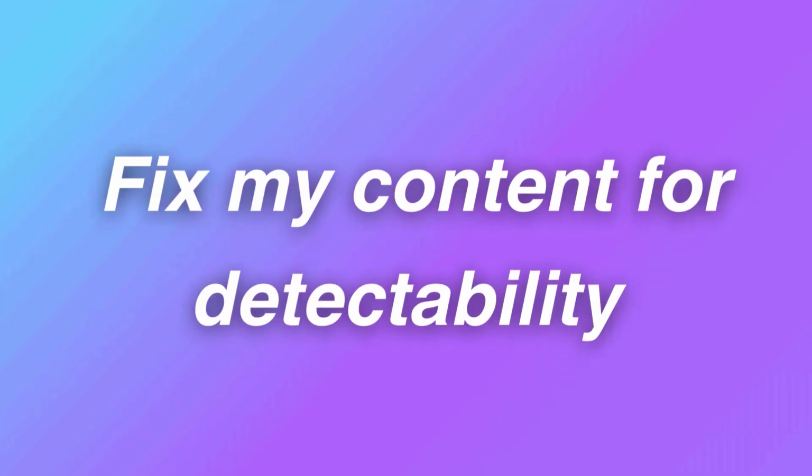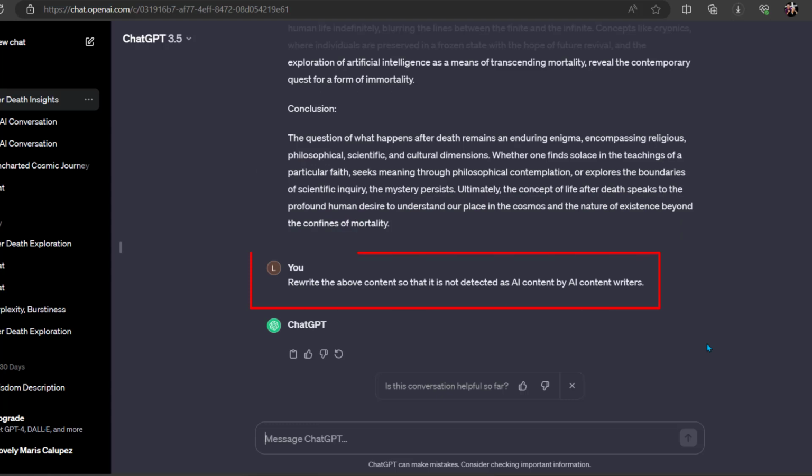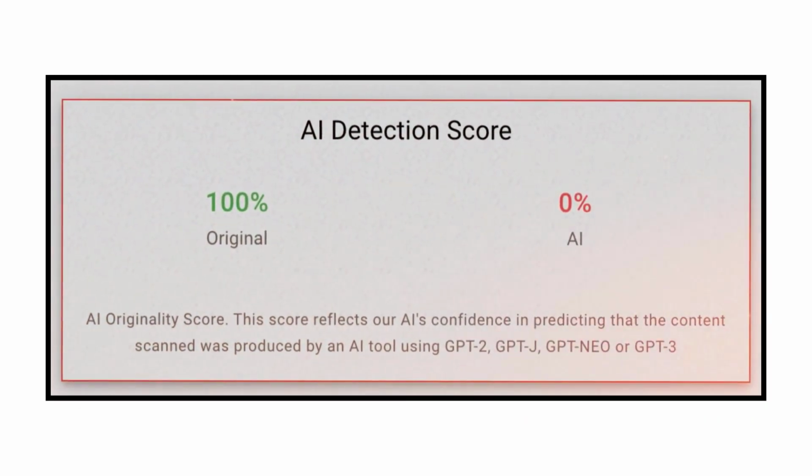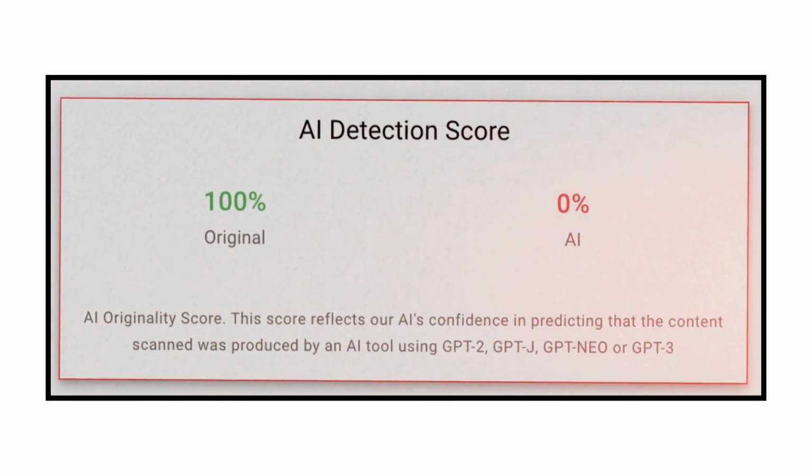What if we ask the almighty AI how to fix content that's already written? Let it first write your content in vanilla mode. Then you ask it to rewrite the above content so that it is not detected as AI content by AI content detectors. And here's the result. This is our best performing technique so far. Simply asking the AI to rewrite itself for passability results in great scores for all the tools.